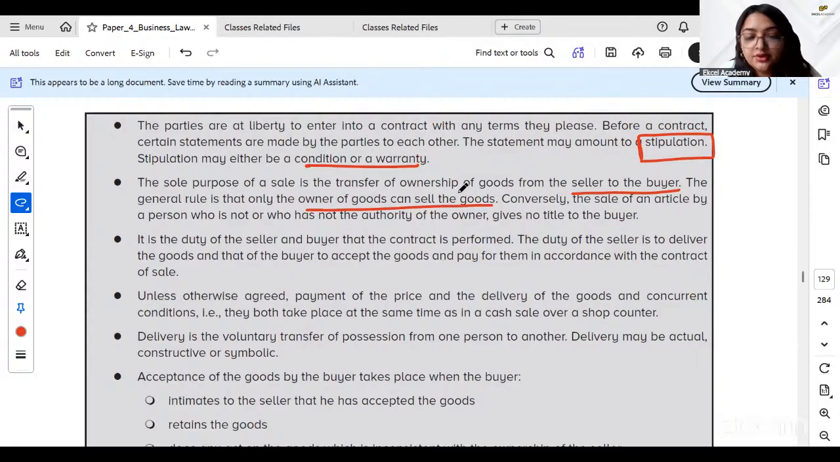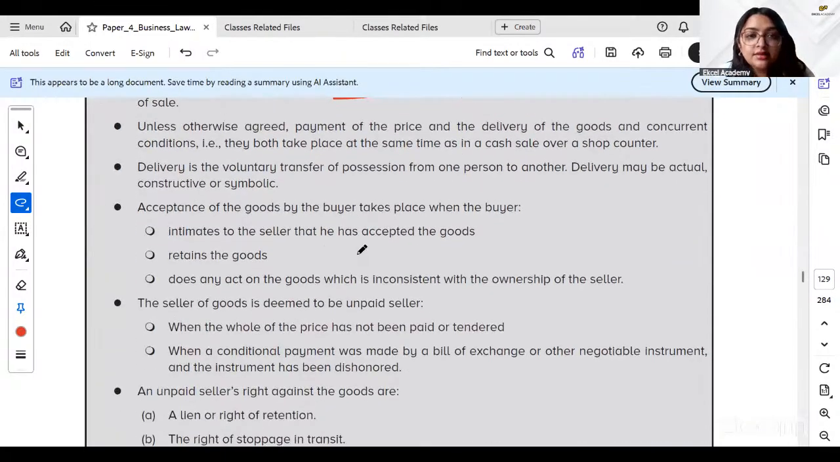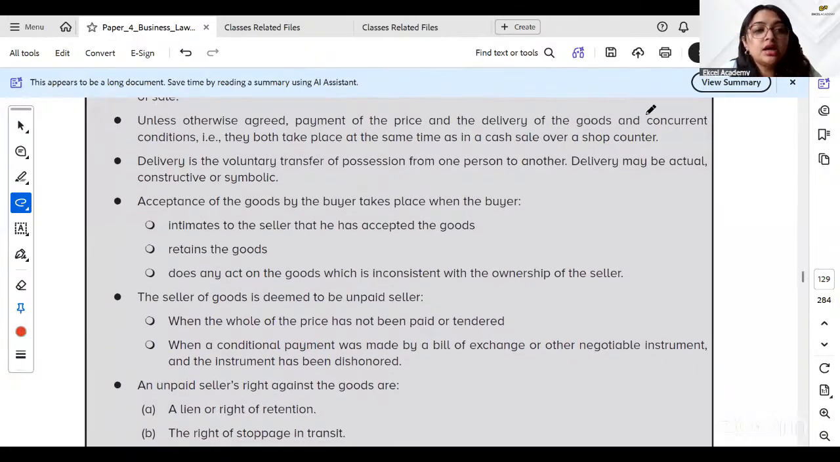So this is where we started off discussing today. Okay. Conversely, the sale of an article by a person who does not have the authority gives no title. Okay. Now it is the duty that the contract should be performed. Seller's duty to deliver the goods, buyer to accept the goods and pay for them. Okay. Unless otherwise agreed, payment of price and delivery of goods are concurrent conditions. That is, they take place both at the same time, especially in the case of a cash sale over a shop counter.